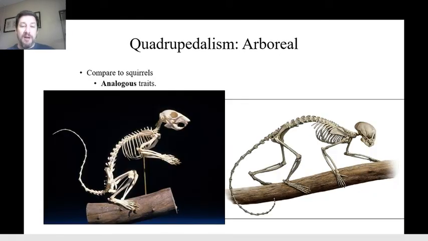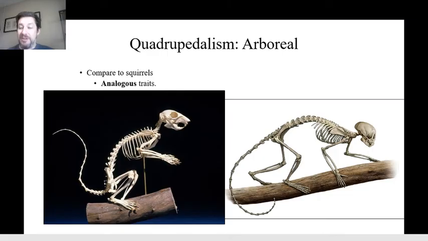So on the left, there's a squirrel, and on the right is a squirrel monkey. And as you can see, their bodies below the skull are virtually identical, right? They have the exact same body morphology, similar tails, similar leg arrangement, similar arm arrangement, prehensile hands and feet. The only difference is really in the cranium, okay? Because the squirrel has a completely different diet than the squirrel monkey.